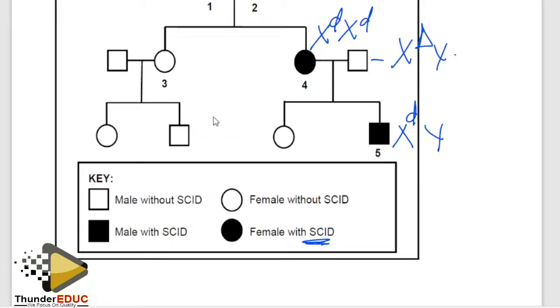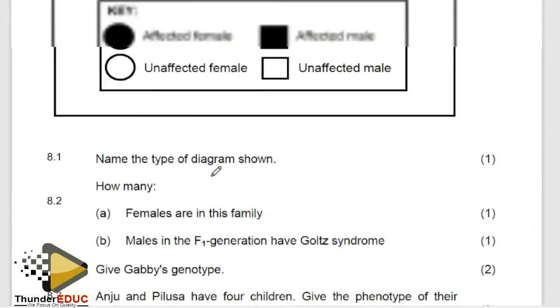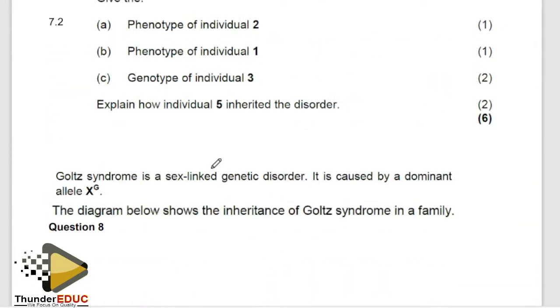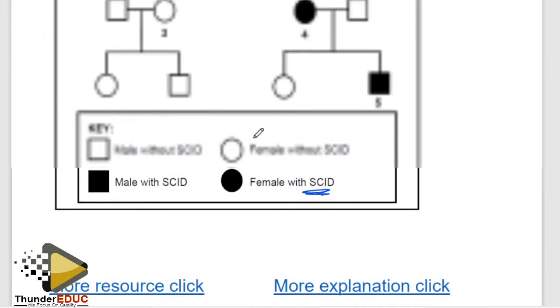Okay. Question. What about if it's caused by a dominant allele? Let me check here. Perfect. This is caused by a dominant allele. Yes. Okay, let me first finish here so that I don't confuse you.